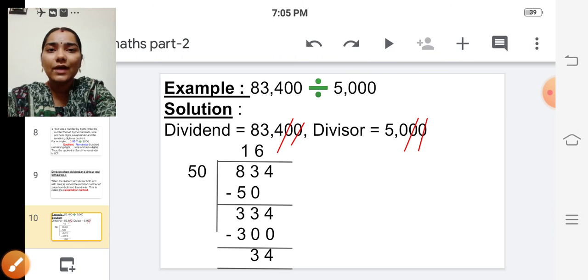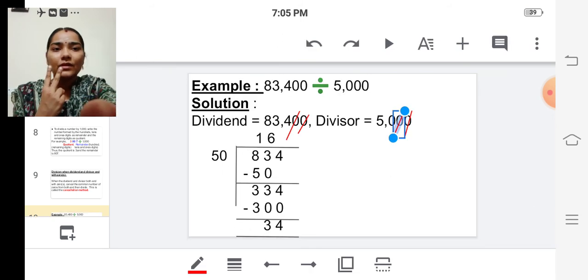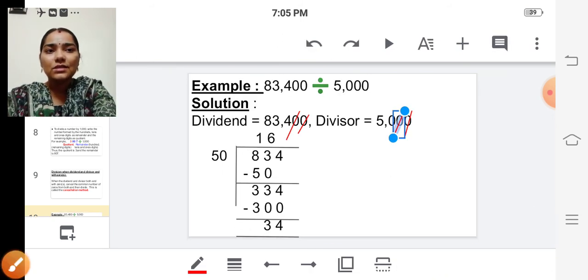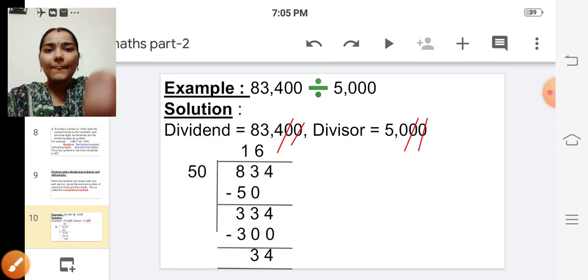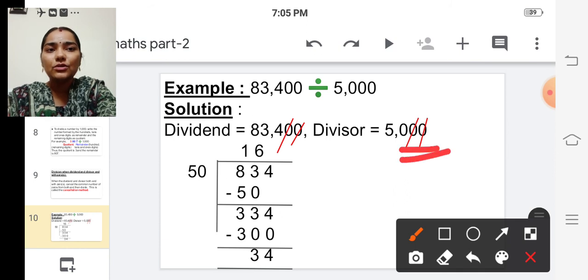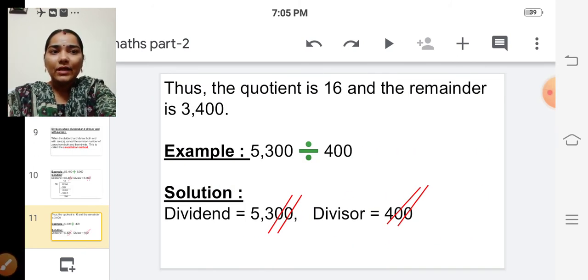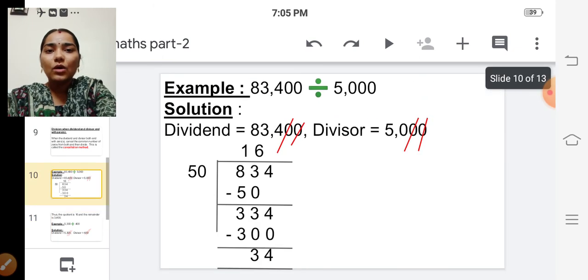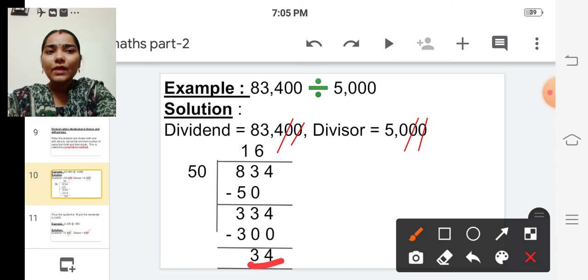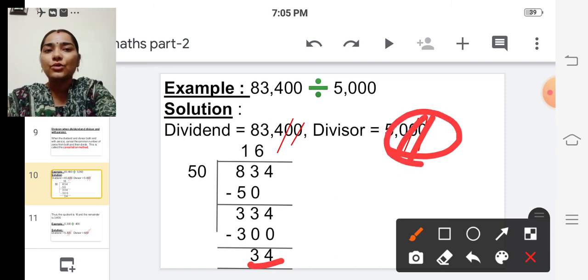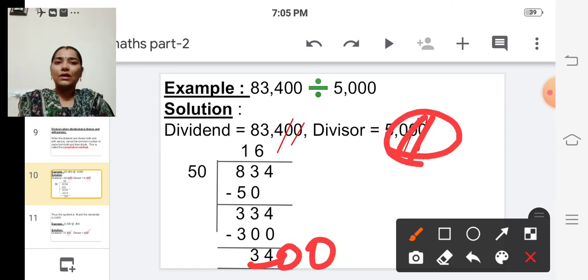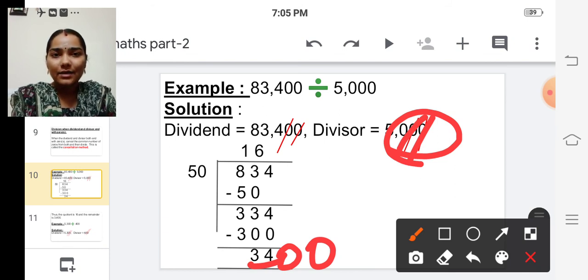And how many zeros we have cancelled? We have cancelled 2 zeros, isn't it? Here we have cancelled 2 zeros. So we have to add these 2 zeros. See? Thus the quotient is 16 and the remainder is, here we have got 34, isn't it? But we have cancelled 2 zeros, so we have to add these 2 zeros to the remainder.